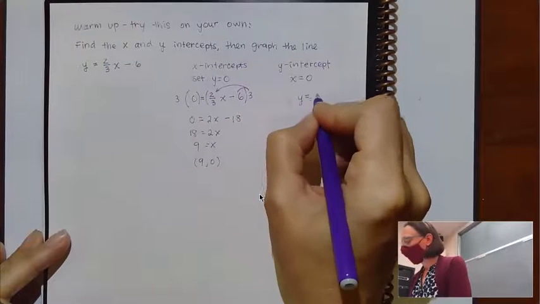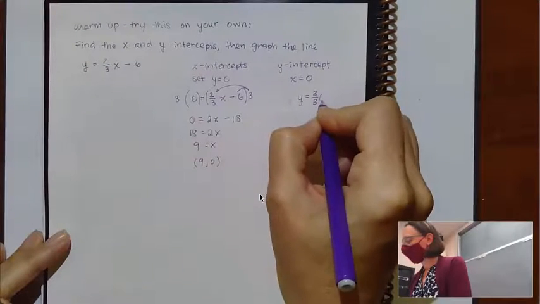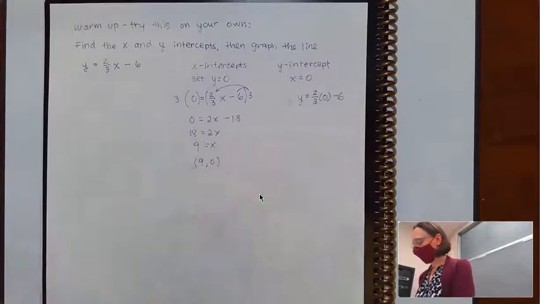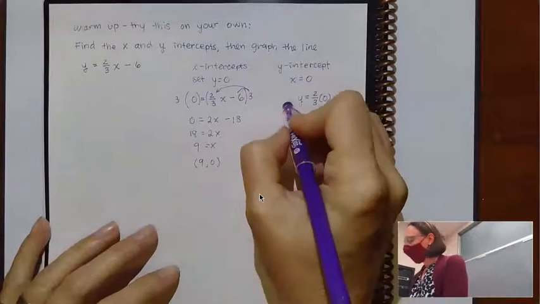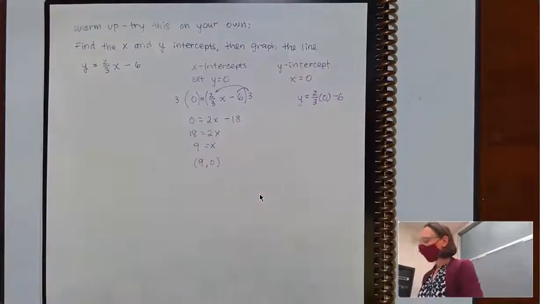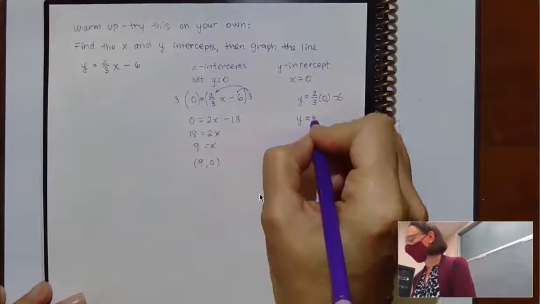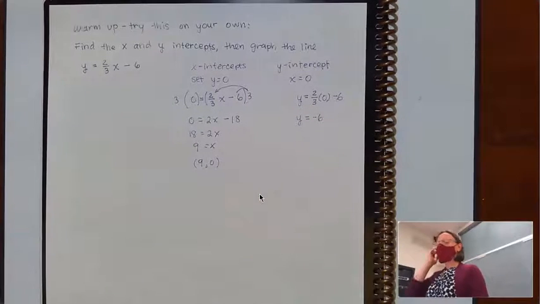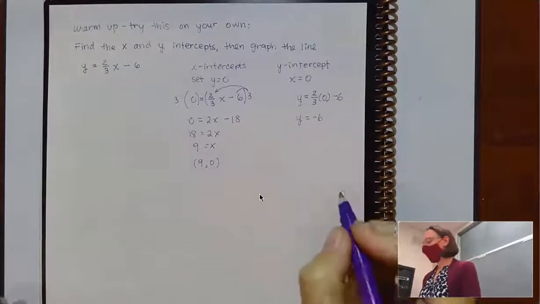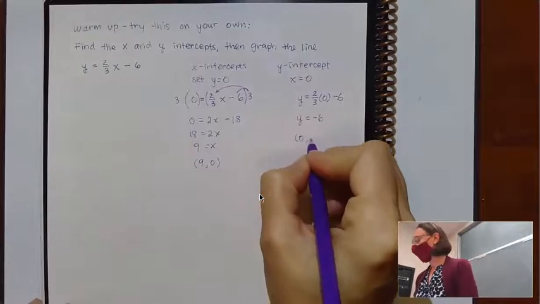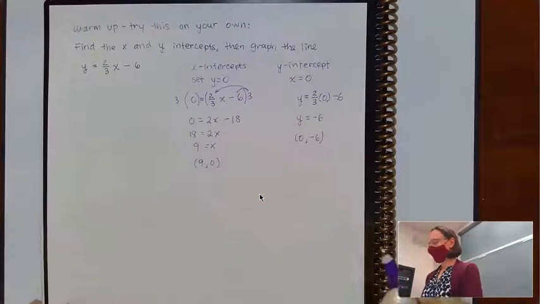Y is equal to 2/3 times 0 minus 6. Well, luckily, 2/3 times 0 is 0, and I'm going to get Y is equal to -6, which gives me the ordered pair as a point of (0, -6).